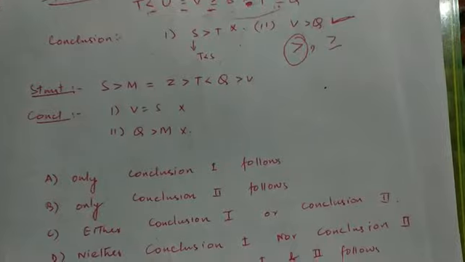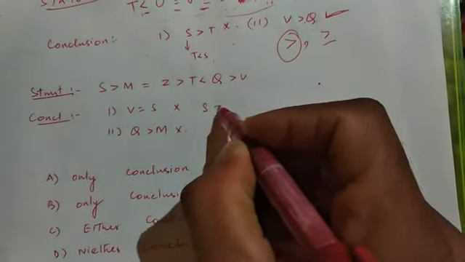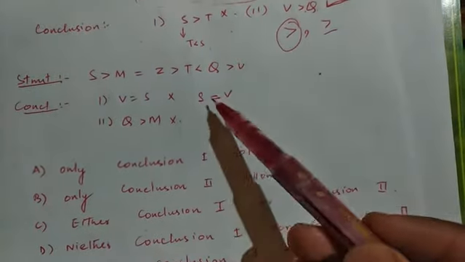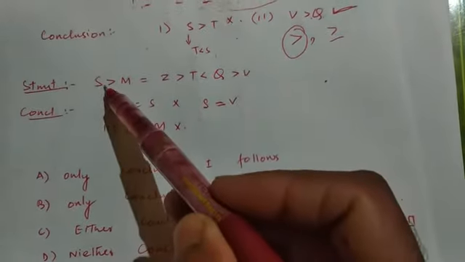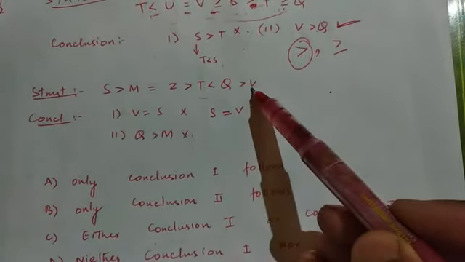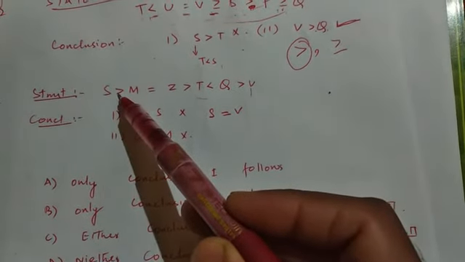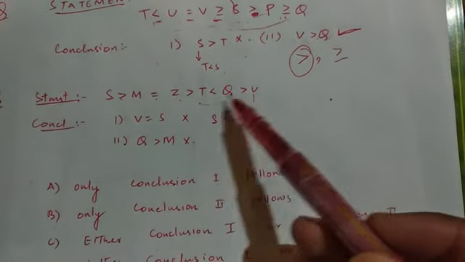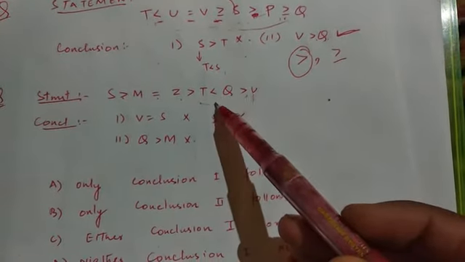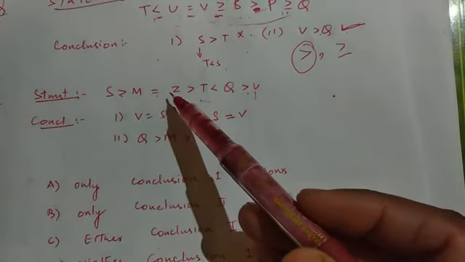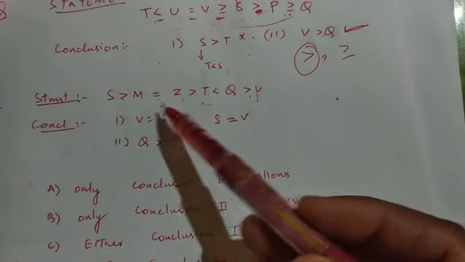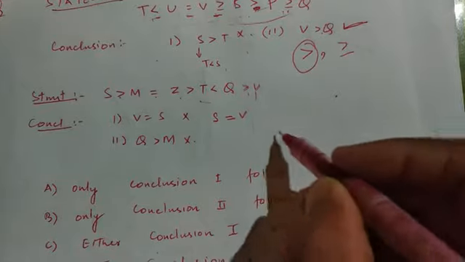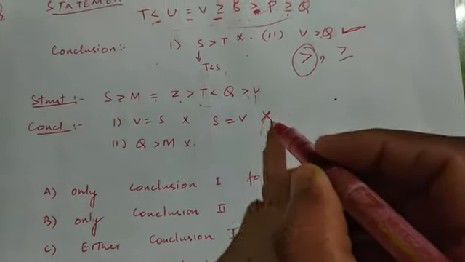We can also write V is equal to S as S is equal to V. This is one and the same thing. Now we have to move from S to V. We have greater than symbol, is equal to symbol, greater than or equal to, less than and greater than. We have symbols from both the families, first family and second family. So our conclusion is wrong.